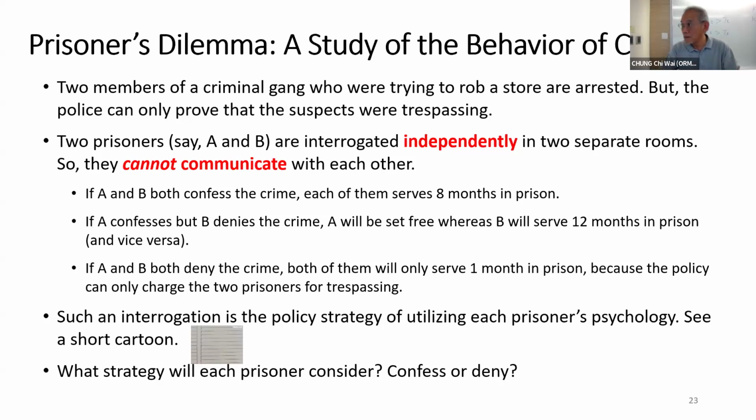To analyze this game, what strategy will each prisoner consider, confess or deny?